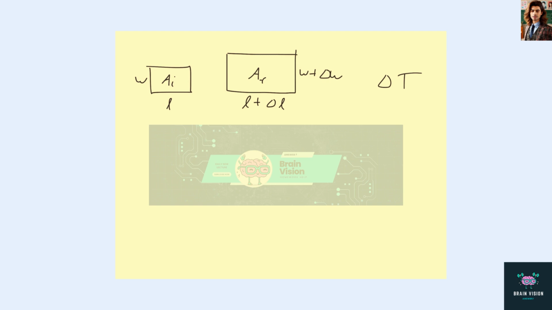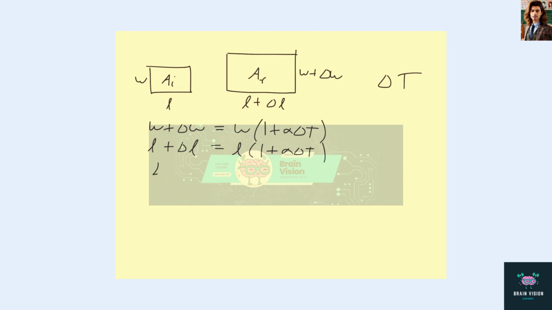To find the increase in area, let's start by finding the final area. We know that our length increases by delta L and our width increases by delta W. So we can use linear expansion to find our new length and width. For width, W plus delta W, the same thing as W final, is going to be equal to the initial width W times 1 plus alpha delta T. Similarly for L, we'll have L plus delta L is equal to L times 1 plus alpha delta T.